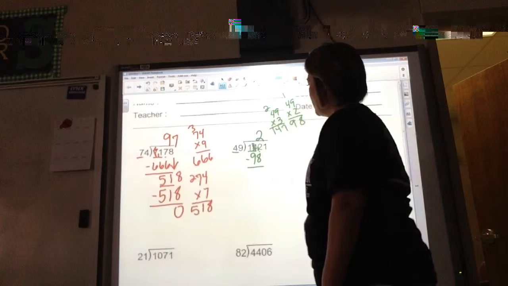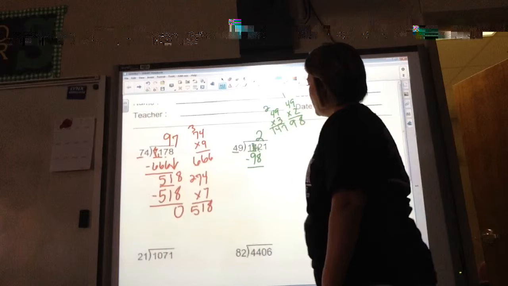4,982 divided by 53. I'm going to underline my 5 and my 49. Put a dot under my 8. Now I'm going to ask myself, can 5 go into 49? Yes, 5 can go into 49 9 times. So I'm going to try 53 times 9. 9 times 3, 27. 9 times 5, 45, plus 2 is 47. Will 477 work? Yes, it will work.